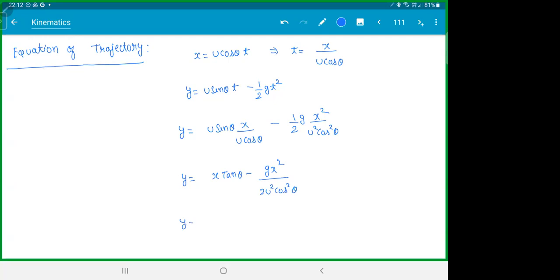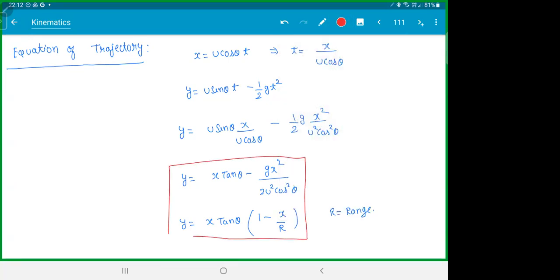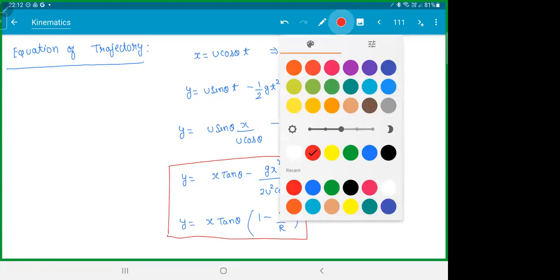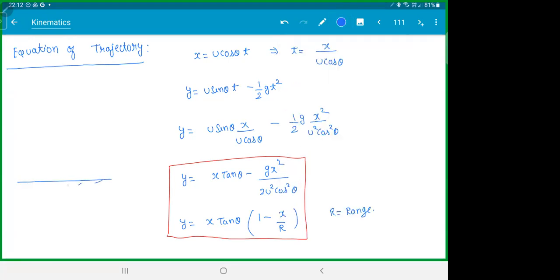This can be also written in another form. Take out x tan theta common. You get 1 minus x by R, R is the range. These are the two forms you can write the equation of trajectory. Equation of trajectory is simply the equation of the path. So that means whenever you throw a particle into the air, the equation of this path is this. It's a parabola.